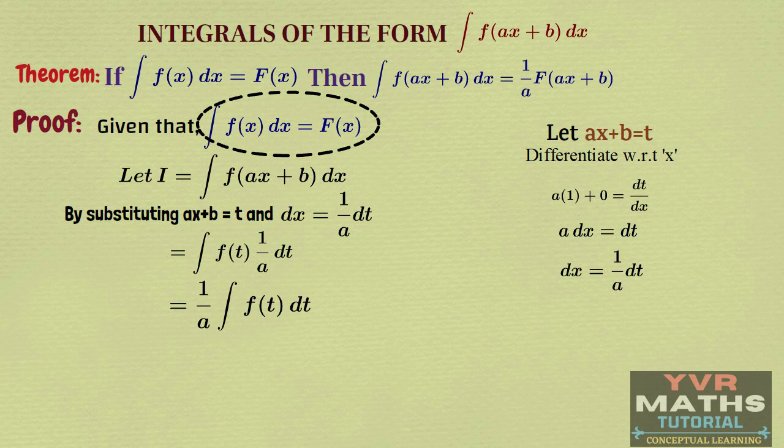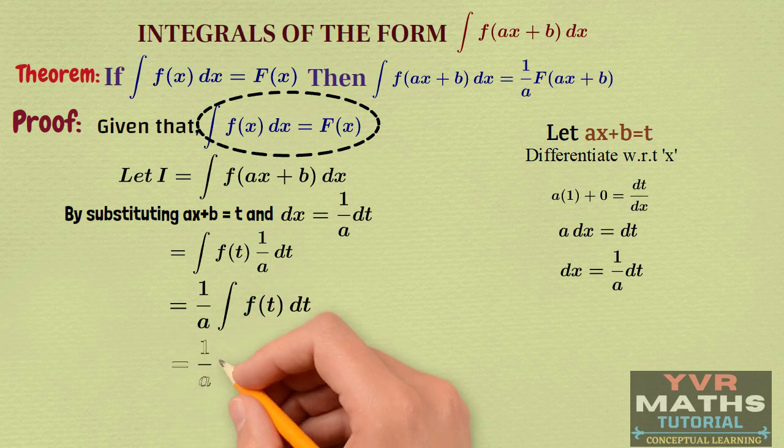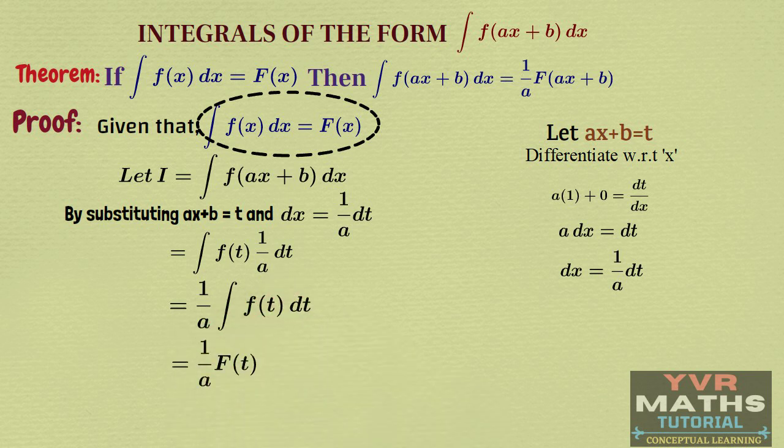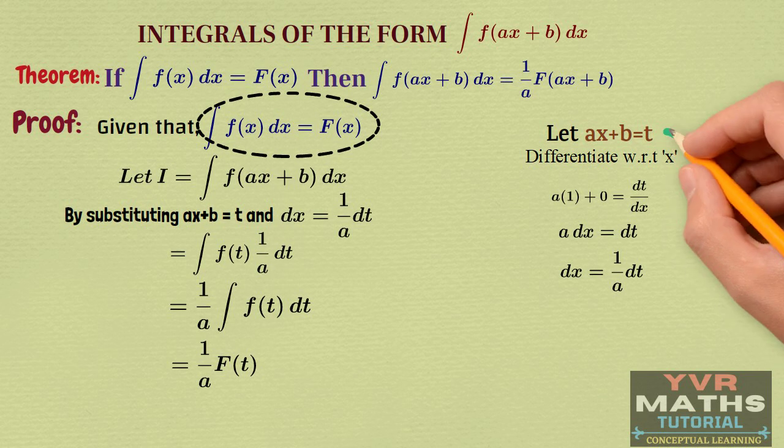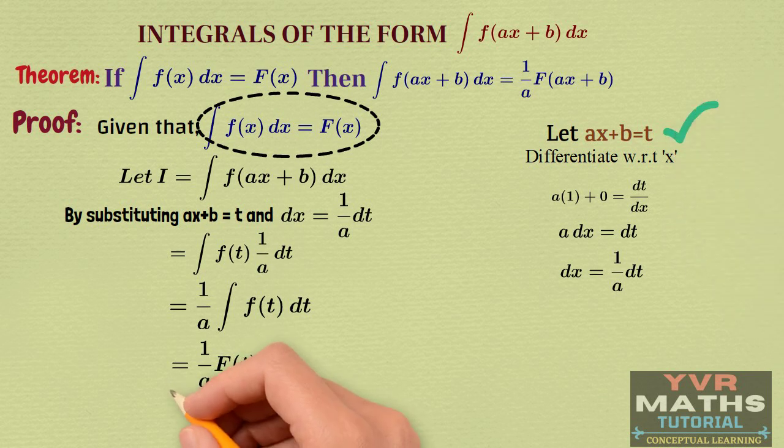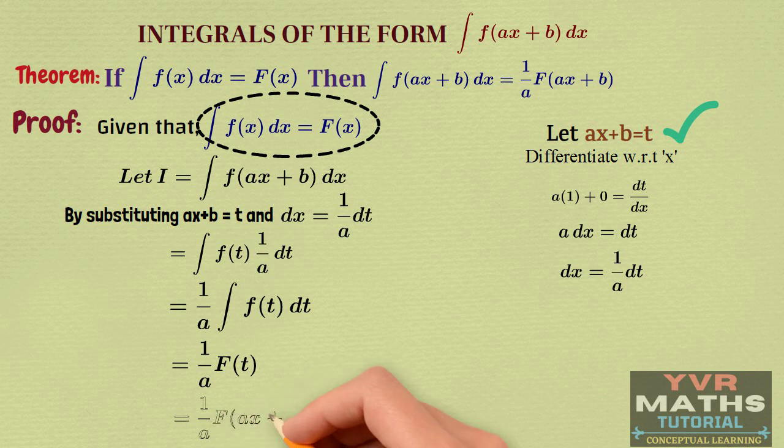We learned some important properties of indefinite integrals. Based on those properties, integral f of x dx is equal to F of x, which means integral f of t dt is equal to F of t. So, based on that concept, this can be written as 1 by a into capital F of t. Finally, we have to substitute back the value of t. Then the final answer is 1 by a into capital F of ax plus b. So, this is the method of finding the integration by using the substitution method.